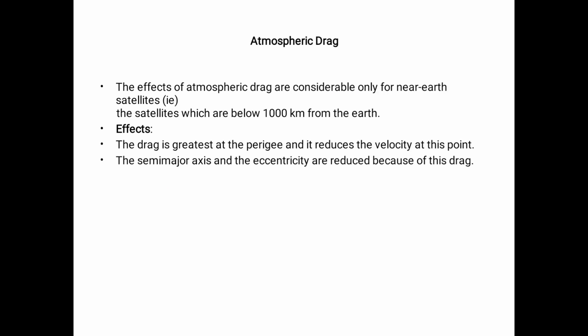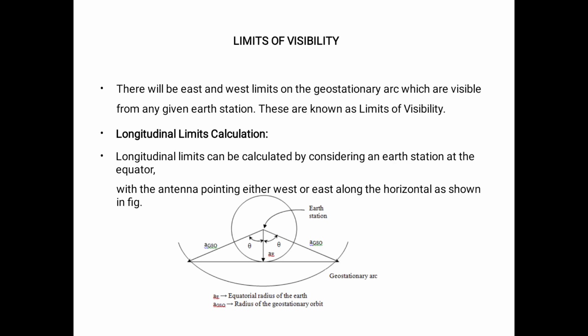Atmospheric drag. The effect of atmospheric drag is considerable only for near-Earth satellites, that is, satellites below 1000 kilometers from the Earth. Effect: the drag is greatest at the perigee and reduces velocity at that point. The semi-major axis and eccentricity are reduced because of the drag.